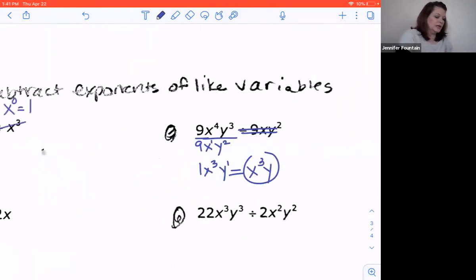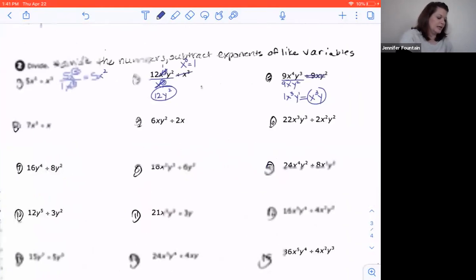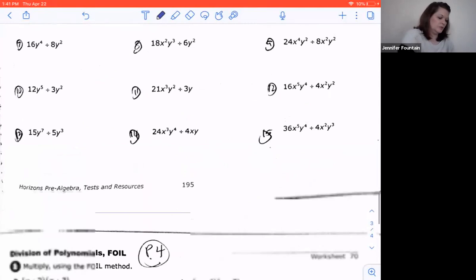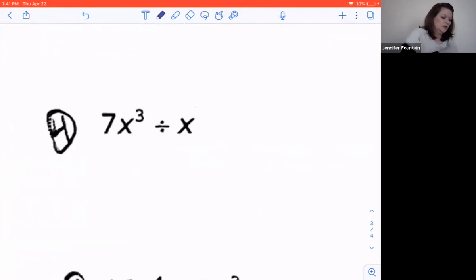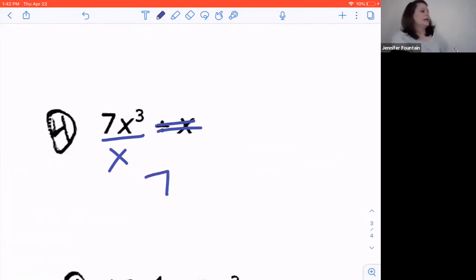Let's go ahead and look at the next row. So the next row, 7x cubed divided by x. 7 divided by 1, or 7 divided by nothing would be 7. X cubed divided by x would be 3 minus 1 is 2, so 7x squared is my answer on that one.